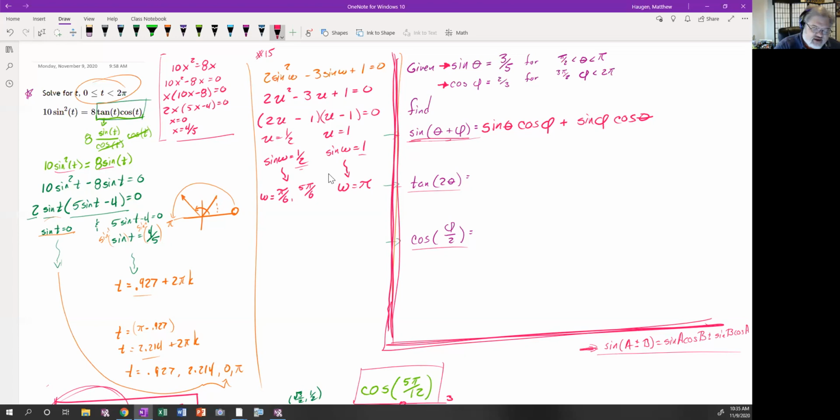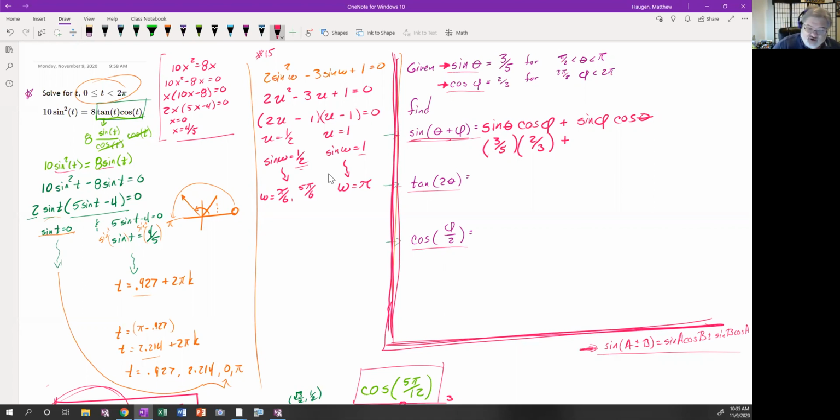Okay, great. Why is that helpful? Well, we know what the sine of theta is, so we automatically know that the sine of theta is equal to 3/5. So that's great. We also know what the cosine of phi is. We know the cosine of phi is 2/3. That's also nice. But we do have to figure out what the sine of phi and what the cosine of theta are.